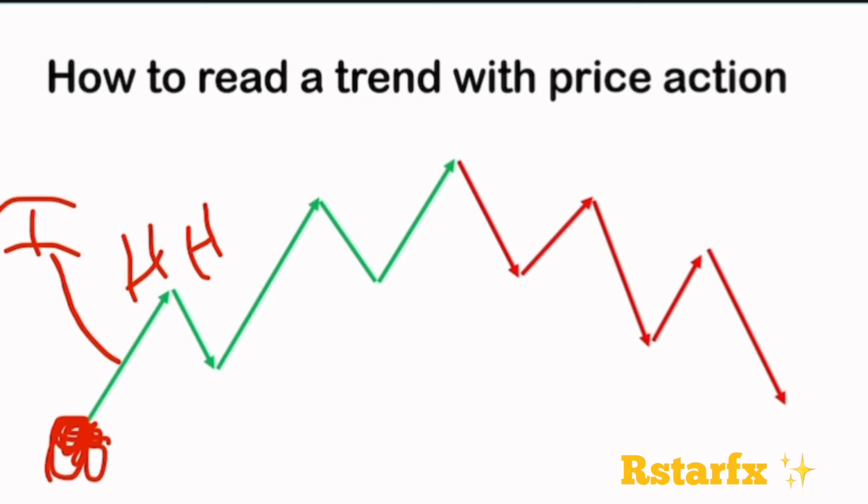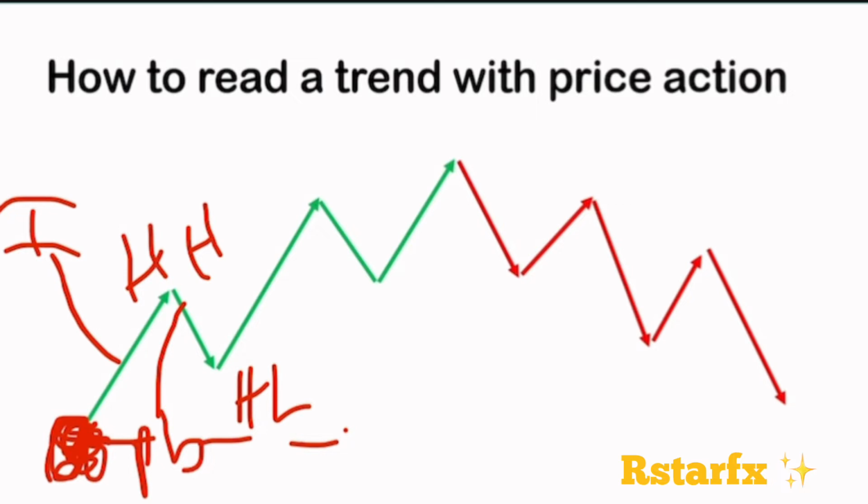Then we have a pullback. The market pulls back, forming a new low, which is a higher low. We call it a higher low because it is higher than this previous area. It doesn't break this line, from where the market opens. So we call it a higher low.